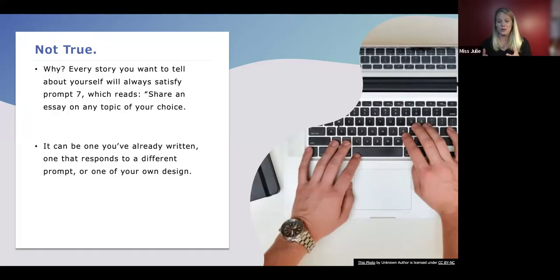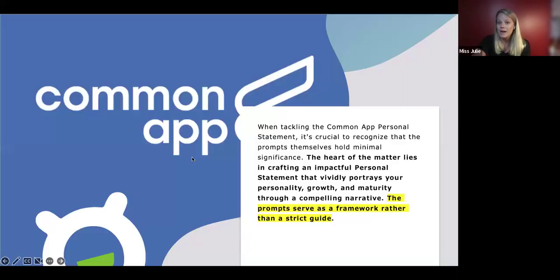Then, after you write that story, you can always go back and see if it fits in any of the prompts. And if it doesn't, that's okay, because it will fit in to prompt number 7, right? Because again, share an essay on any topic of your choice. That could be any topic, right? So it would fit into that prompt if it did not fit into one of the other 6. It can be one you've already written, one that responds to a different prompt, or one of your own design, right? And we prefer one of your own design, writing something new for this Common App essay, something that shares something new about you.